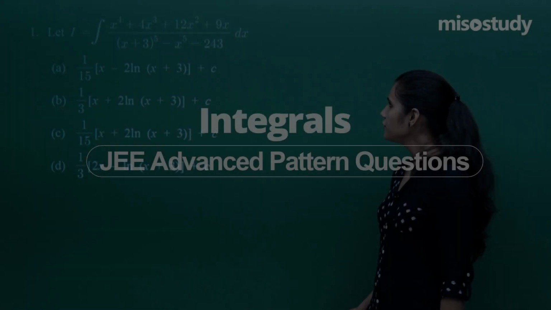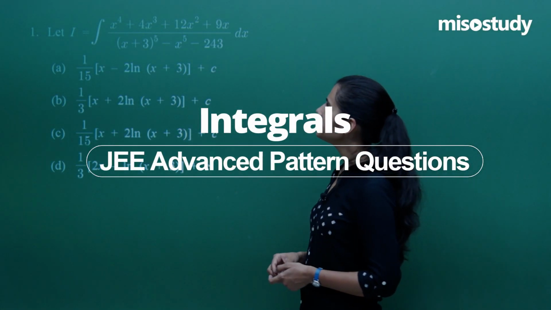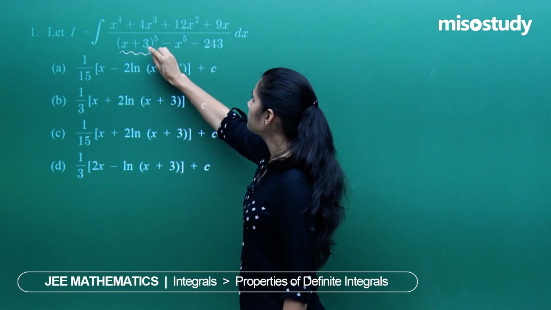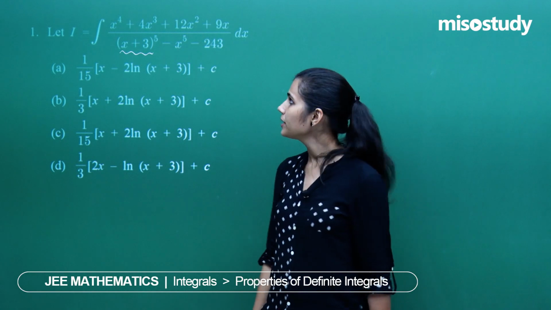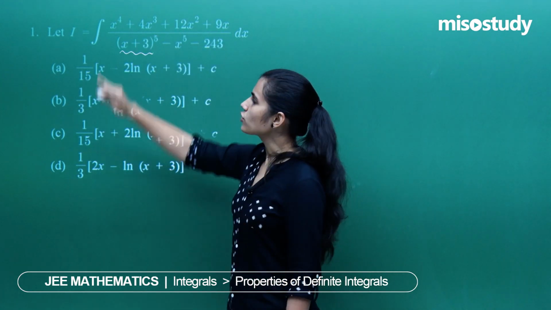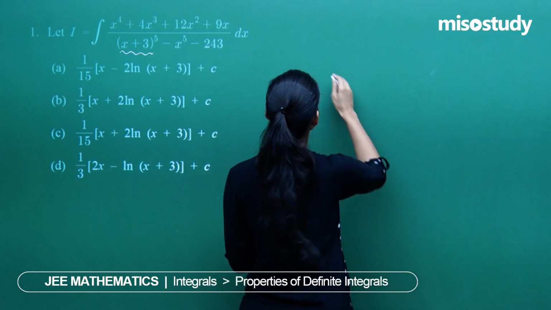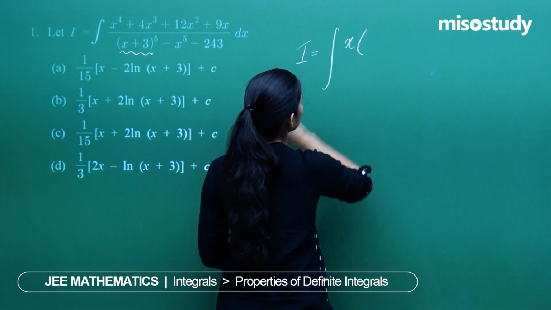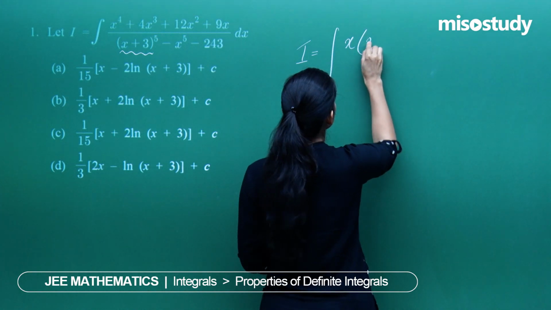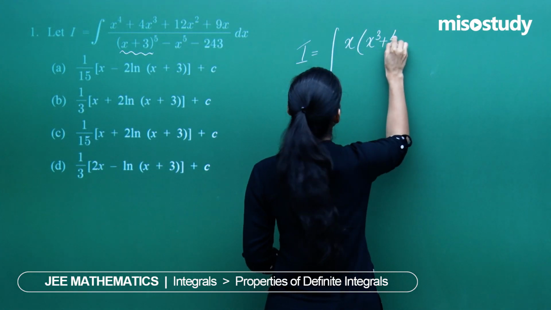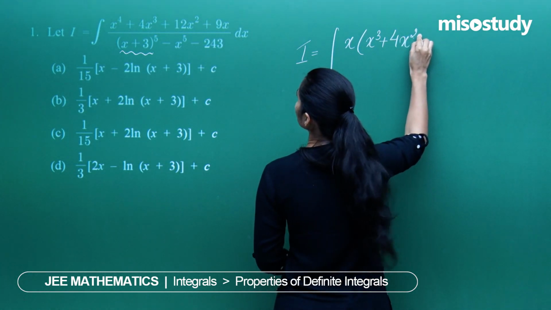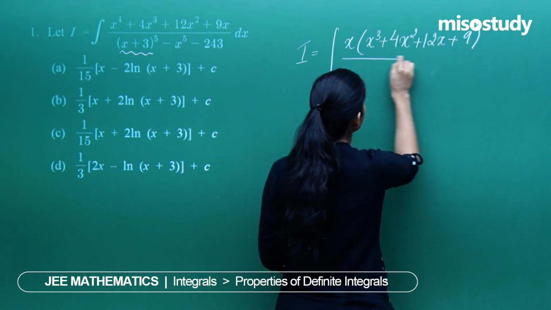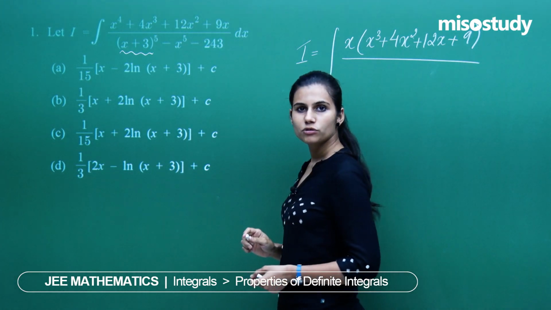First one is to evaluate this particular integral. Now if you carefully observe, very clearly x plus 3 to the power 5 needs to be expanded, and in the numerator you can see there is x common in every term. So let's simplify this. You basically are going to get x common from the numerator. You have x cube plus 4x square plus 12x plus 9. And now expand x plus 3 whole to the power 5.